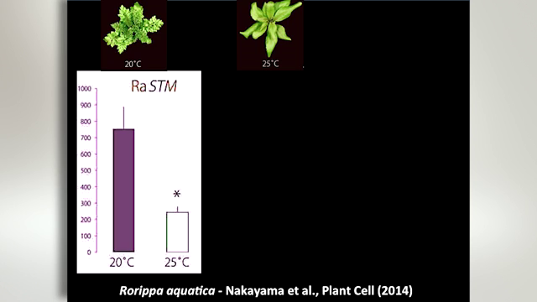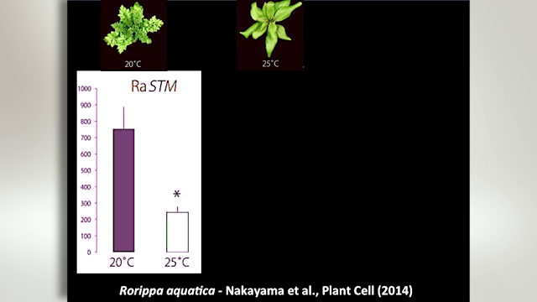So this is work done by Seisuke Kimura. Seisuke Kimura was a postdoc in my lab, and he started to work on Rorippa, and then he took this work to Japan, to Kyoto, where he has his own lab. And now this paper is published with a postdoc of his as lead.